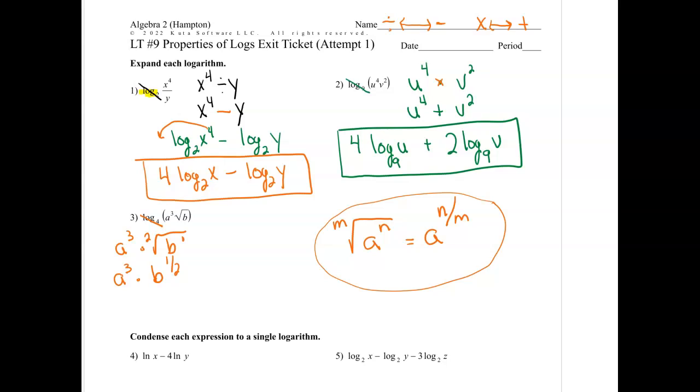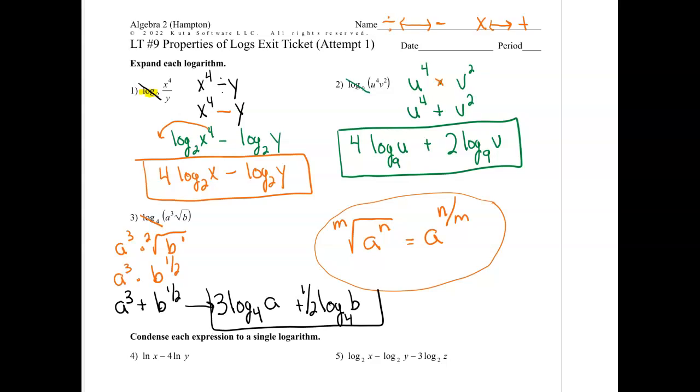And now this multiplication symbol will turn into an addition symbol. And now I can add the log 4 that I ignored with each piece, except the 3 will now go into the front. And here goes the b, but let me put my little 4, and the 1/2 will go to the front. So those are my expanding problems.